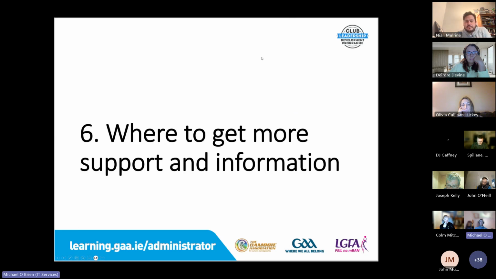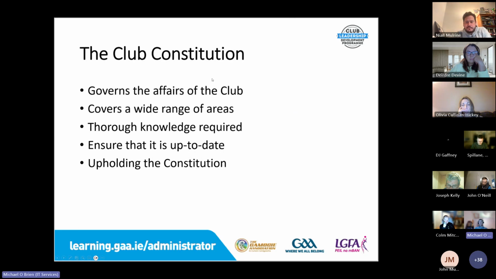Where do I get more support information from? And we've touched on a few of them. Look, the club constitution, or our equivalent, is something that everybody should be aware of. It governs the affairs of the club. It covers a wide range of areas. A thorough knowledge of it is required. You don't need to know it off by heart, but you need to understand how to read it.